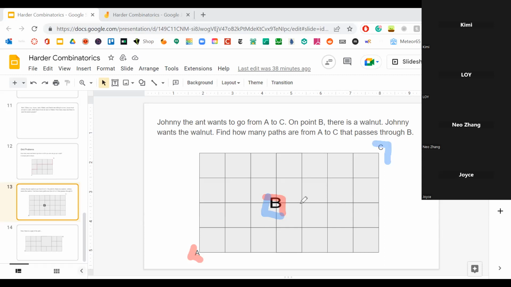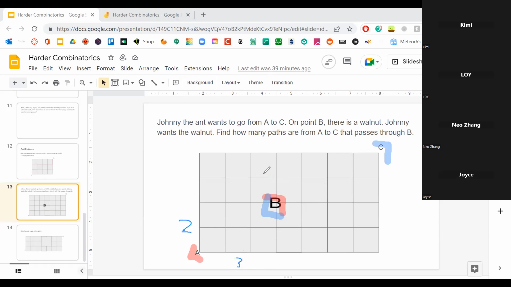Wait, 2 by 3 and then a 2 by 4? So A to B is a 2 by 3, right? This is 2 here. Oh, yeah. This is 3. And then B to C is a 2 by 4 grid. I see them really clearly now.